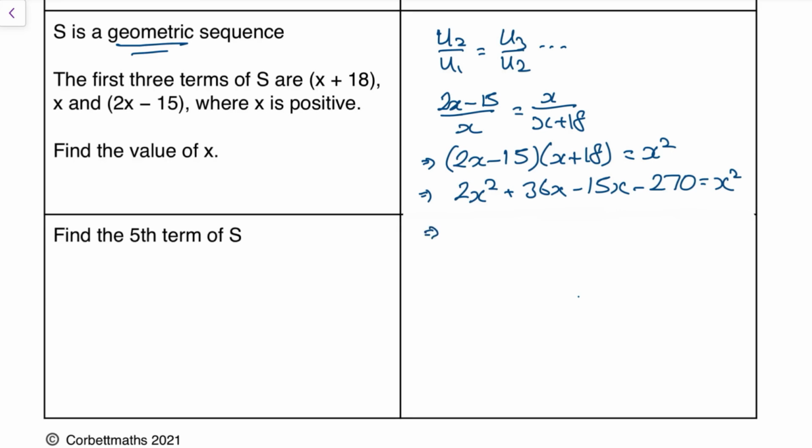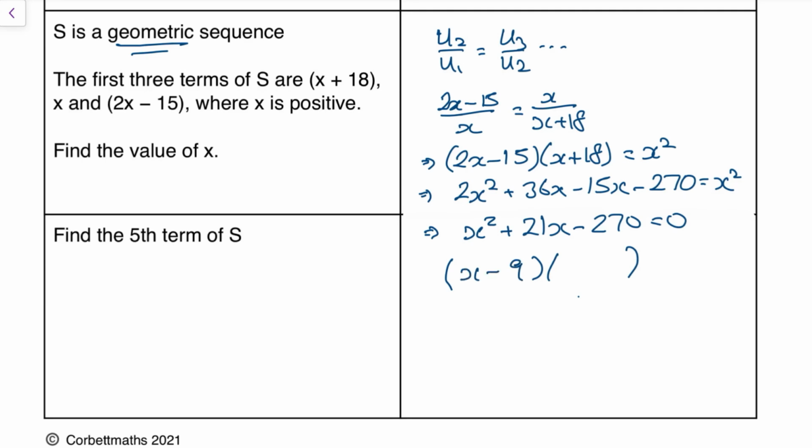So let's collect terms. So 2x squared minus the x squared from the other side gives me x squared. 36x minus 15x is plus 21x, minus 270, and that's equal to 0. Now, I actually think I can factorize this because I know 270 is 3 times 9 times 10. And if I put the 10 with the 3, that gives me 30, and 30 minus 9 is 21. So actually, let me just write it down.